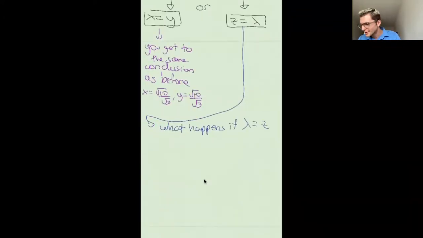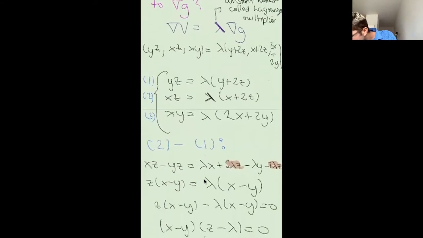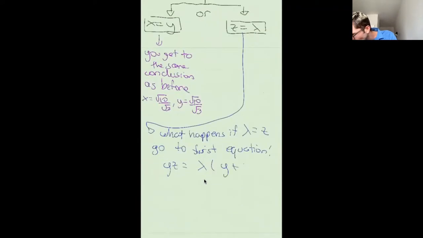Let's go back to the first equation, which was yz equals lambda times y plus 2z. If lambda equals z, then this becomes yz equals zy plus 2z squared. Is that okay? Because I'm putting here lambda equals z. So far, so good.